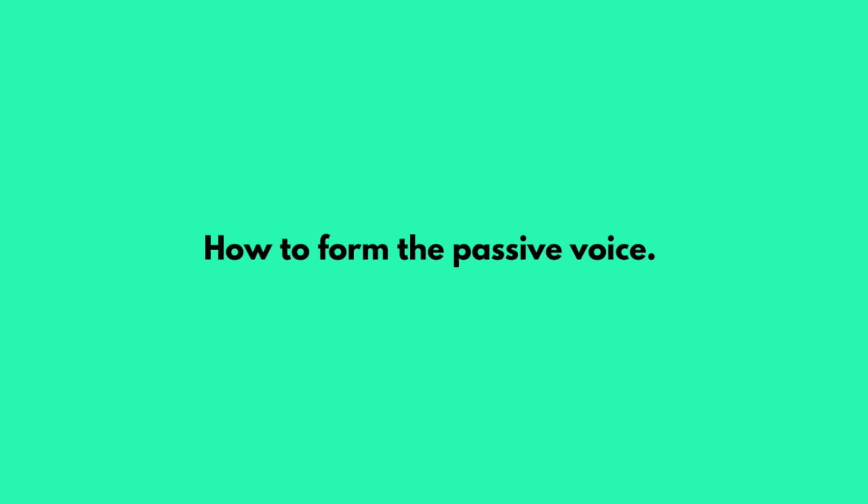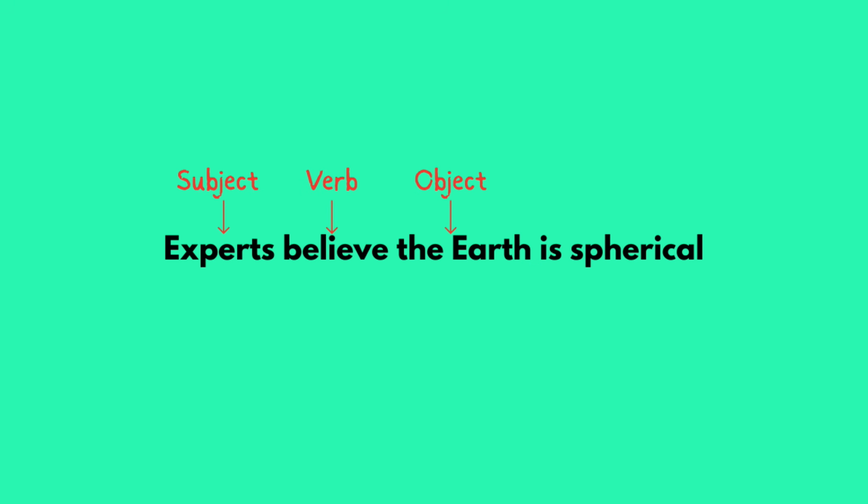So how to form the passive voice now? Well, let's look at this sentence. This is just the active voice. "Experts believe the earth is spherical." So here we have the SVO, subject, verb, object. Experts is the subject of this sentence, believe is the verb, and the earth is the object.